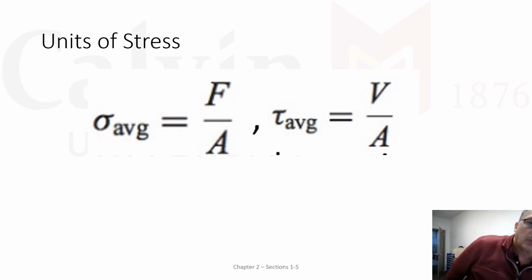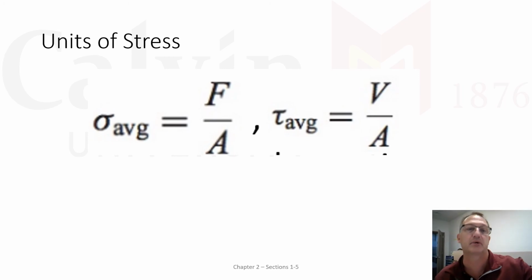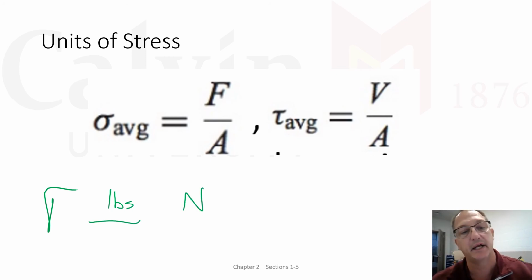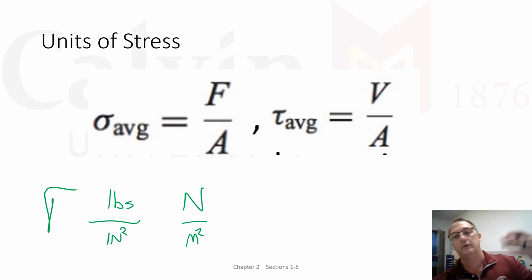Before we start jumping into homework problems, we should look at the units. The equation we've got is average normal stress is equal to force over area. So what are the units of sigma? Well, that's equal to a force, which we can express either in pounds or in newtons. And the area is either going to be in inches squared or meters squared. We could use millimeters or feet, but in general, we're going to get pounds and inches squared, or newtons and meters squared.